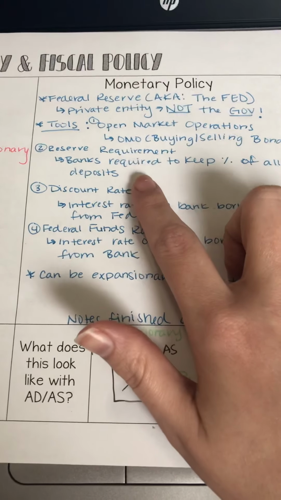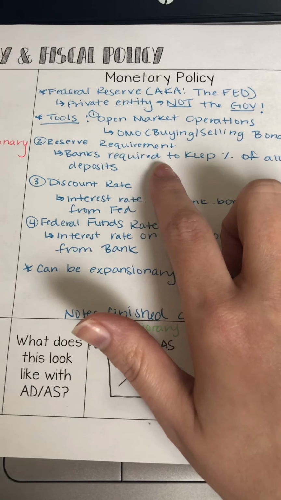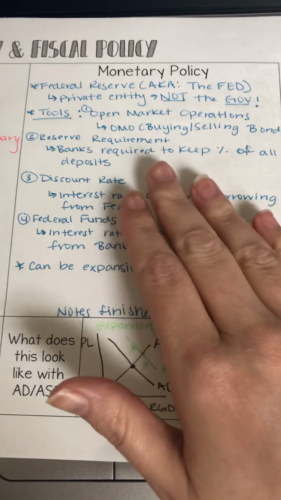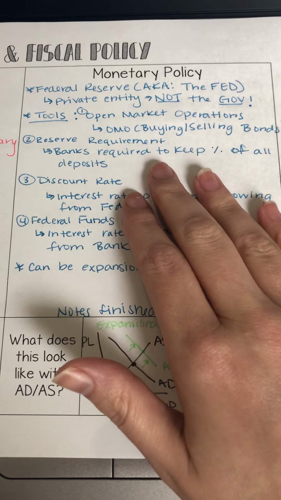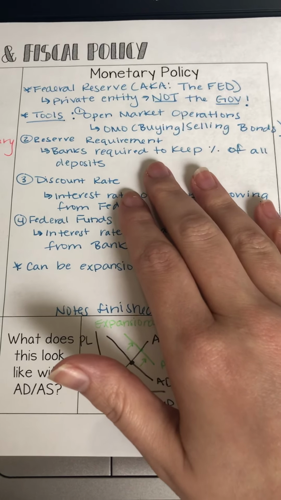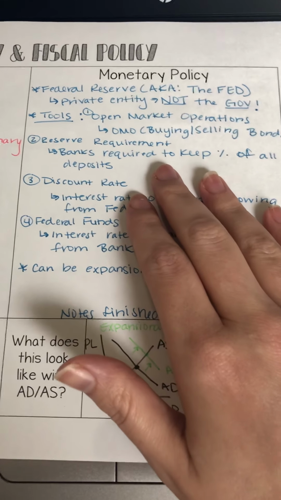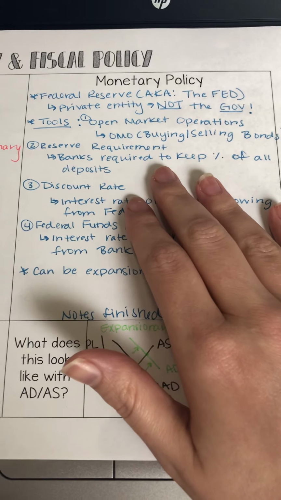Okay. Next is the reserve requirement. So what this does is essentially says banks have to keep a certain percent of all deposits. So during the Great Depression, we know that when the economy got really bad, people freaked out and they went to the bank to get their money. We talked about bank runs. And when they got there, the bank was like, sorry, we don't have any money for you because we loaned it all out. So the reserve requirement prevents that from happening.